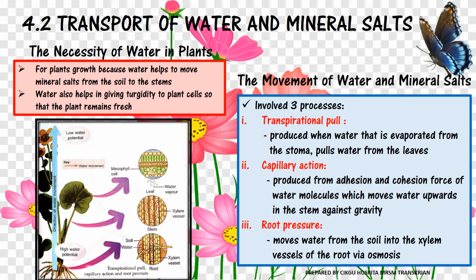Okay, and then root pressure. Actually, root pressure occurs at the root, where water moves from the soil water into the xylem vessel of the root via osmosis.